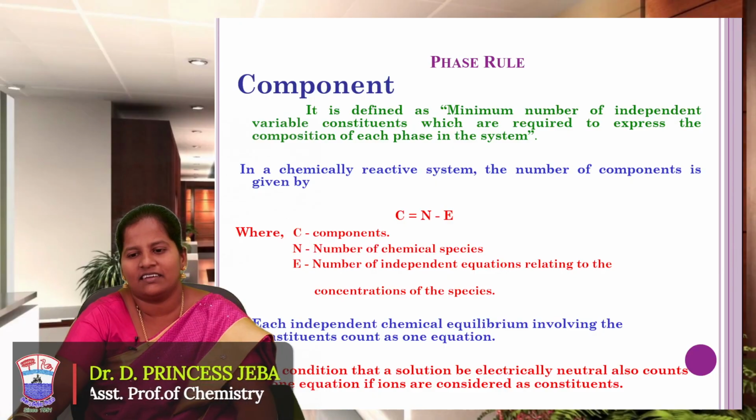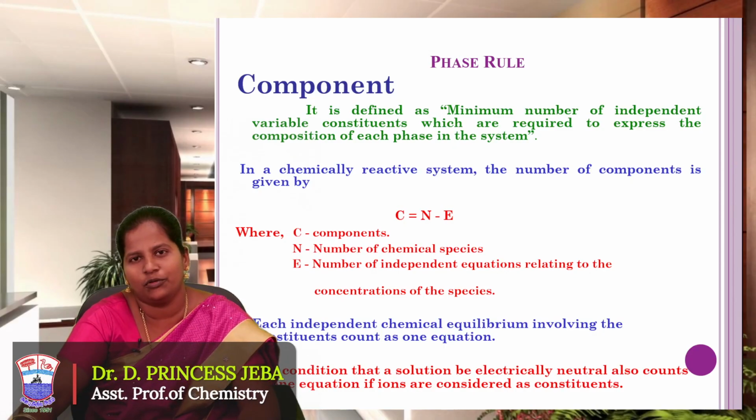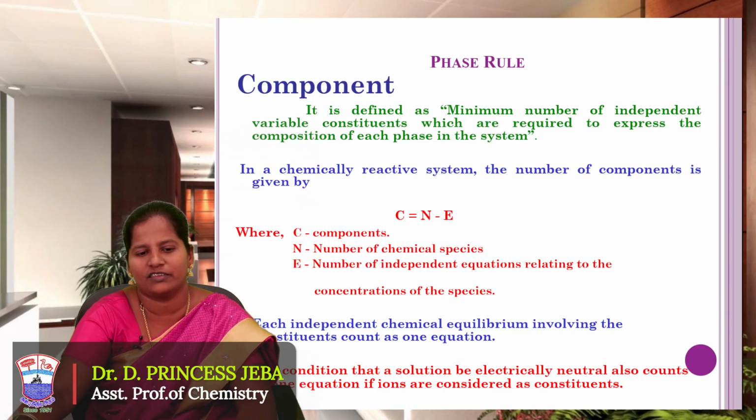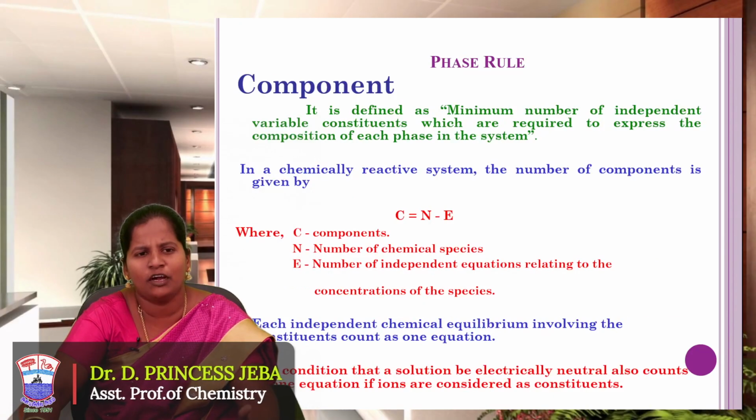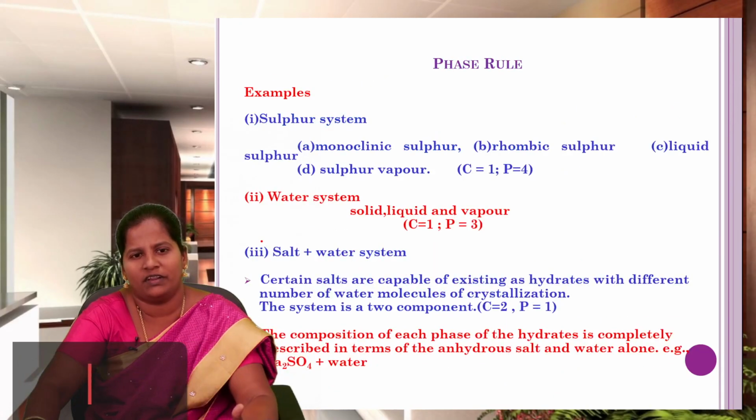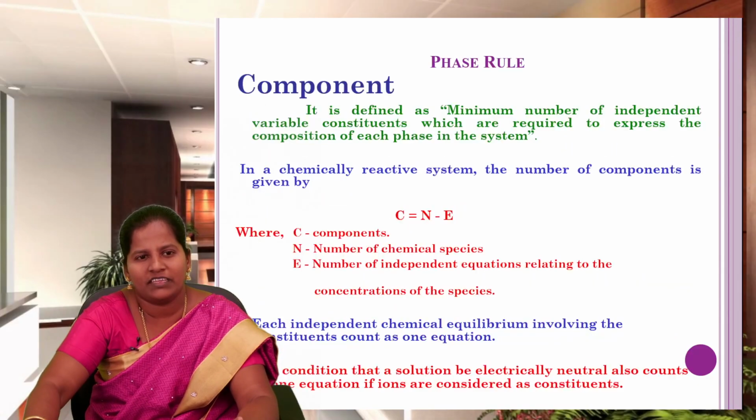Consider the condition that the solution is electrically neutral. For example, if we have the same number of positive as well as negative ions present in the solution, then it is considered to be one equation which specifies the ions required to give the number of components.